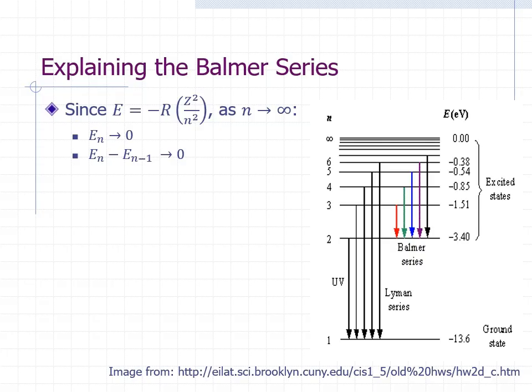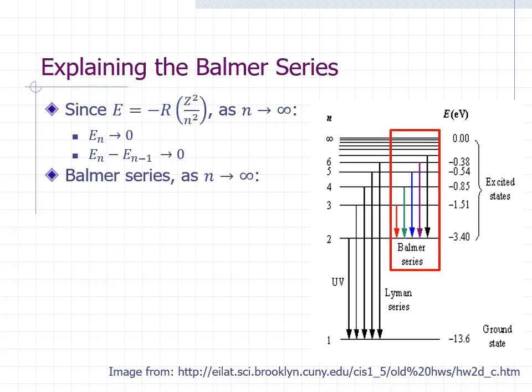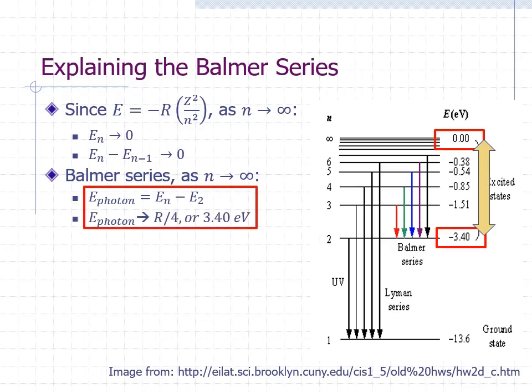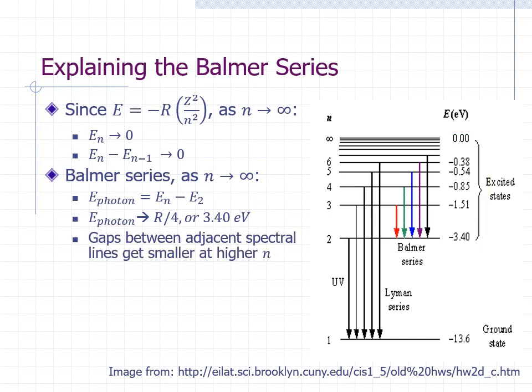For the Balmer series transitions, which terminate on states with n equals 2, as n approaches infinity, the energy of the photon approaches R over 4, or 3.40 electron volts, and we expect the gaps between adjacent spectral lines to get smaller as n gets bigger. We can calculate the frequency and wavelength corresponding to this limit by using the equation that relates photon energy to frequency nu and wavelength lambda. It should be easy to show.